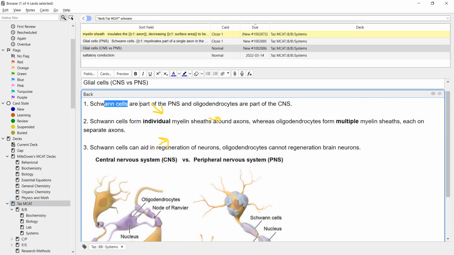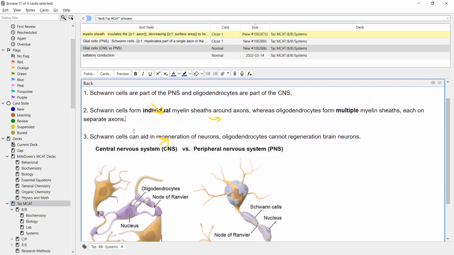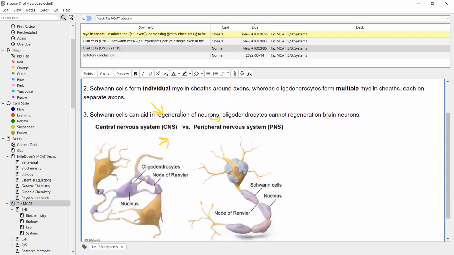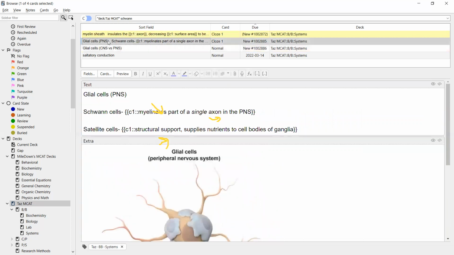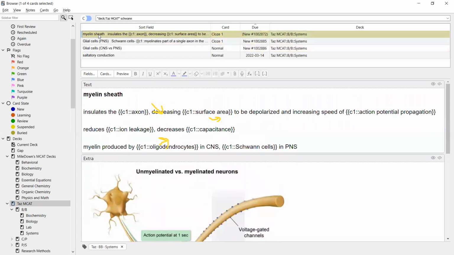And obviously the big difference is that Schwann cells are found in the PNS while oligodendrocytes are in the CNS. And finally, Schwann cells can actually help regenerate neurons in the PNS, but oligodendrocytes cannot regenerate brain neurons. So that's already an interesting difference between the CNS and the PNS.